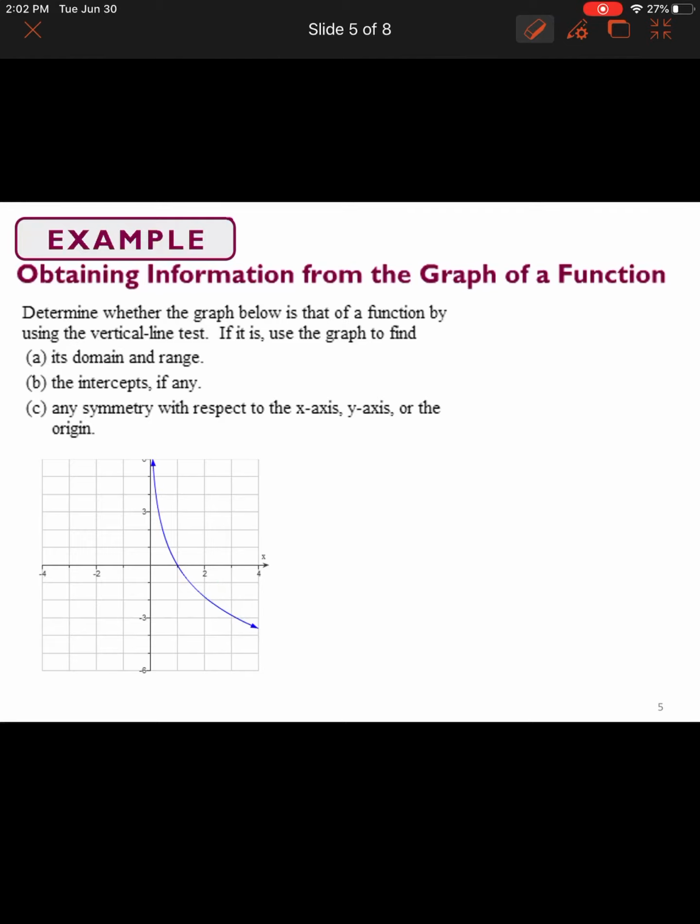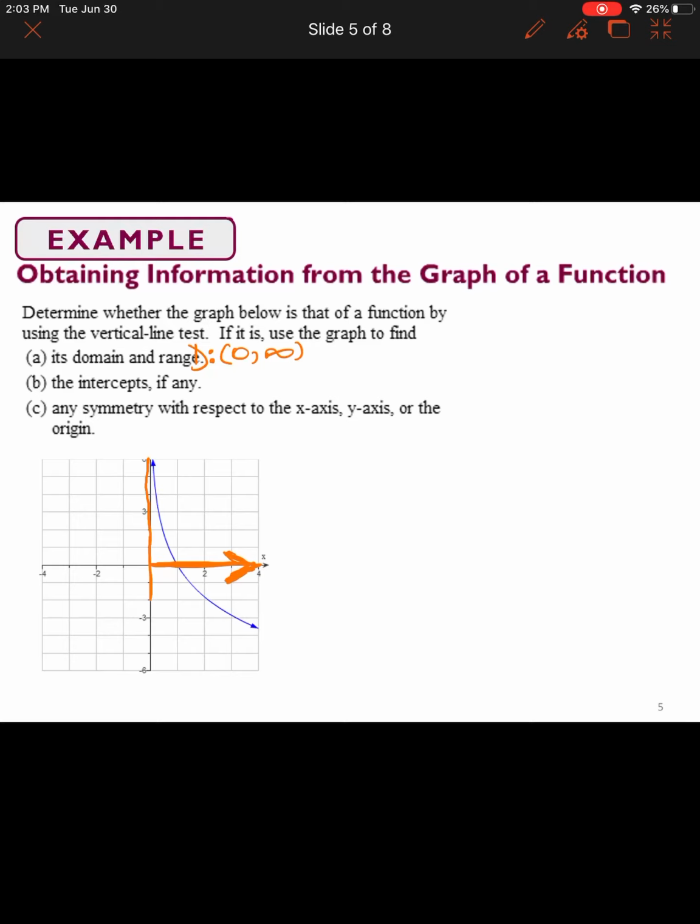All right. To find the domain. This graph will never cross the y-axis, but it's going to the right forever. And so our domain is going to the right forever from the y-axis. The domain would be all x values from 0 to infinity. That is the domain.